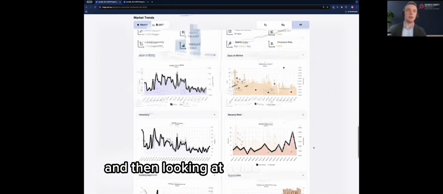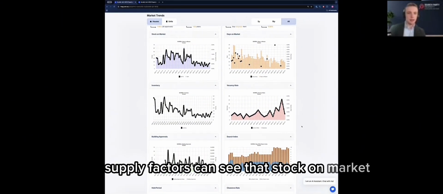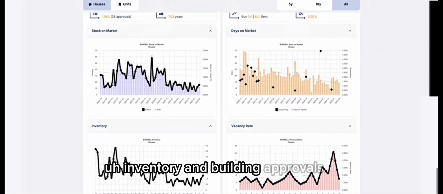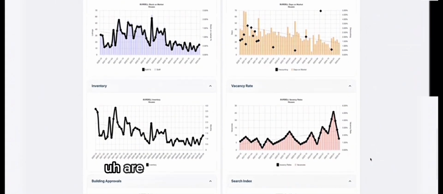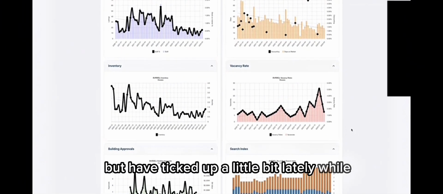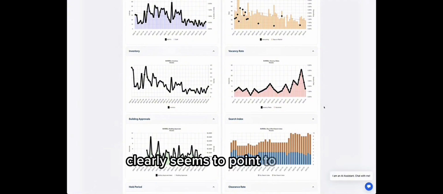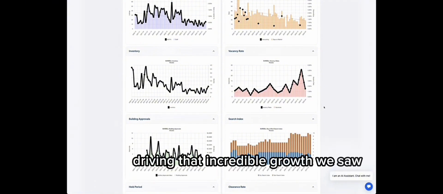And then looking at some of these supply factors, you can see that stock on market, inventory, and building approvals are all in a long-term decline, but have ticked up a little bit lately, while this long-term trend for vacancy rates clearly seems to point to strong investor activity driving that incredible growth we saw in the past year.